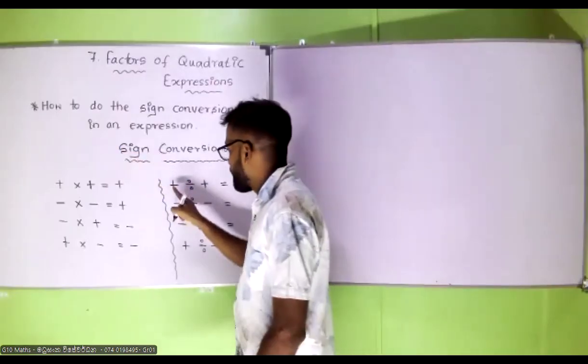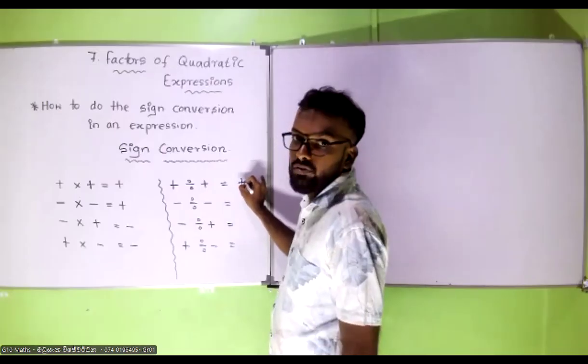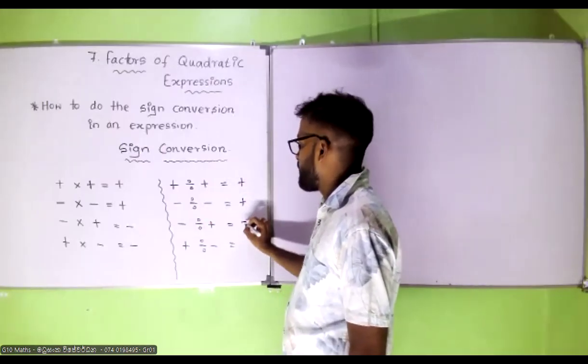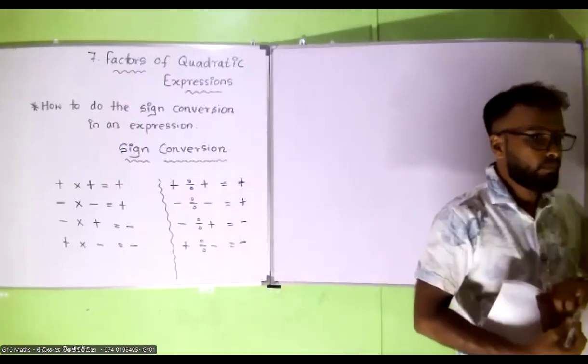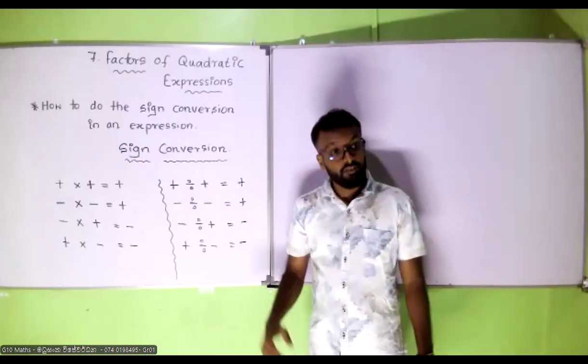Alright. So positive number divided by positive number, positive answer. This one also positive answer. This one negative answer, negative answer. Please write this down here. You know this, yes, I know.